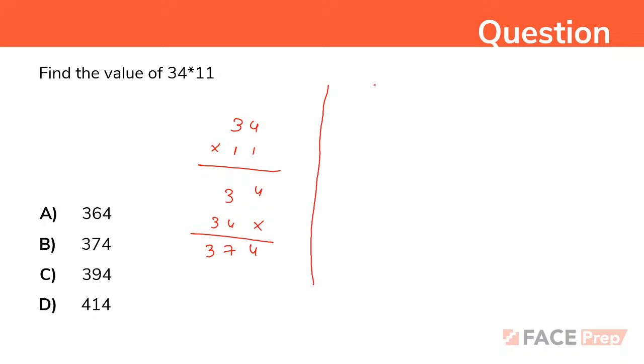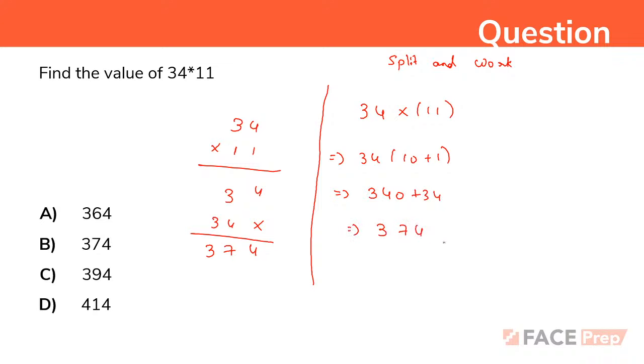So that is why we will be going with the method called split and work. As I said, we'll try to split the numbers in our convenient way. So 34 into 11 is there. Now I can just write this 11 as 10 plus 1. In that case, it will be 34 into 10, which will be 340, and then 34 into 1, that will be 34. So this will be equal to 374, right?